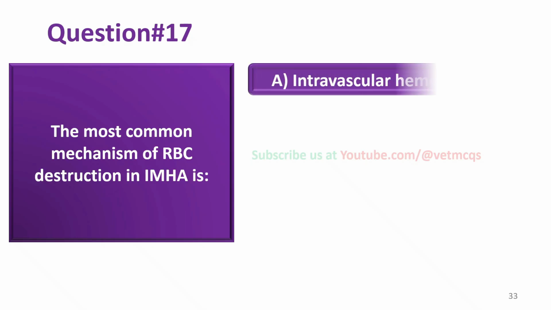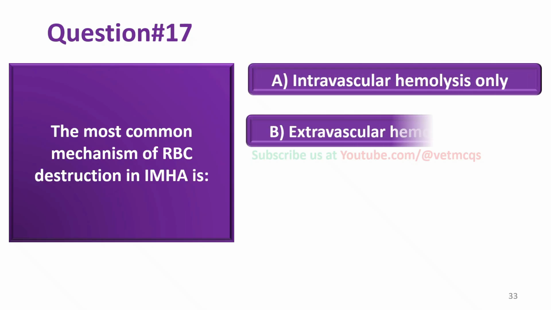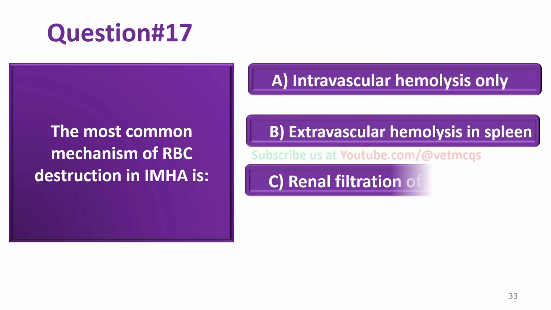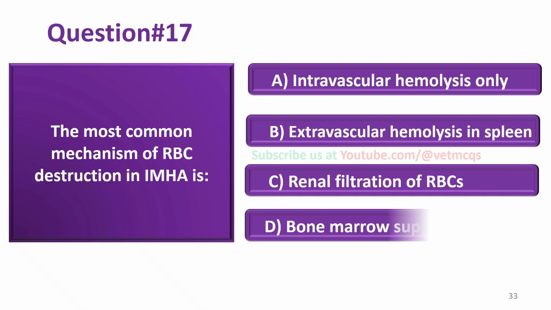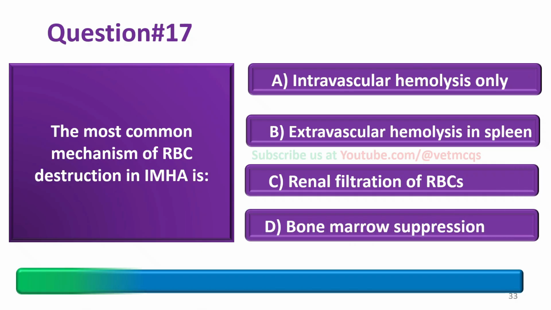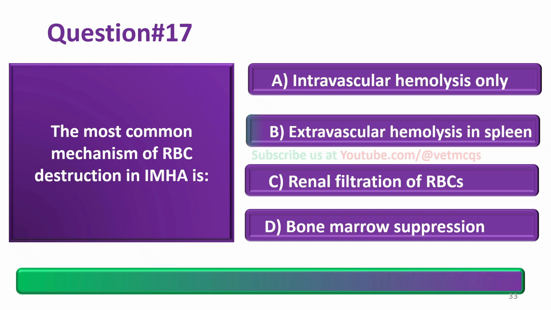The most common mechanism of RBC destruction in IMHA is intravascular hemolysis only, extravascular hemolysis in spleen, renal filtration of RBCs, bone marrow suppression. And the correct answer is option B, that is extravascular hemolysis in spleen.